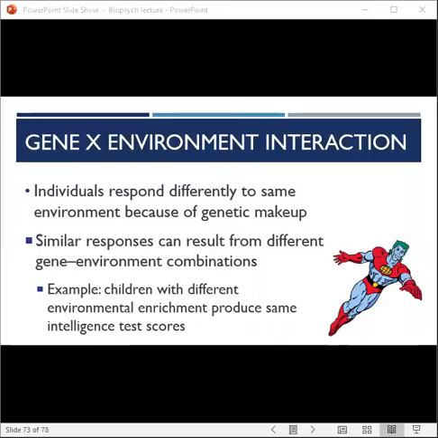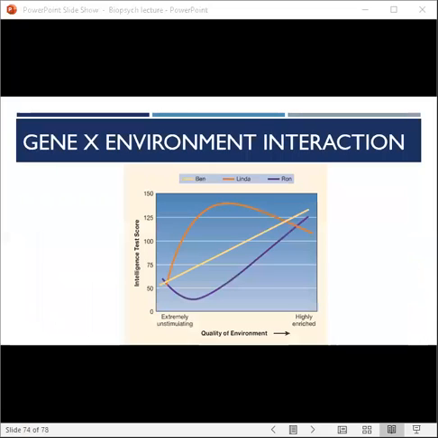On the other hand, similar responses can result from different gene-environment combinations. So maybe children who have vastly different environmental enrichment backgrounds produce the same intelligence test scores. So here you see intelligence test scores from 3 kids, Ben, Linda, and Ron. When the environment is very unstimulating, it's all the way at the left, they're about the same.